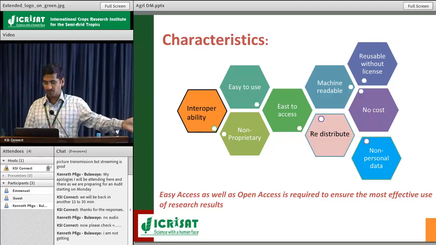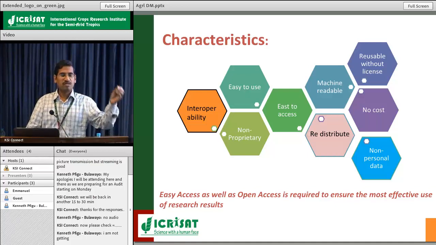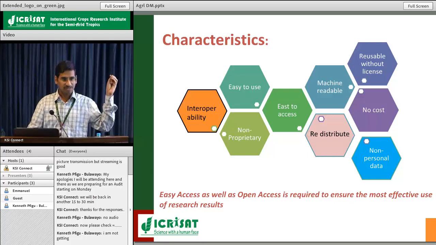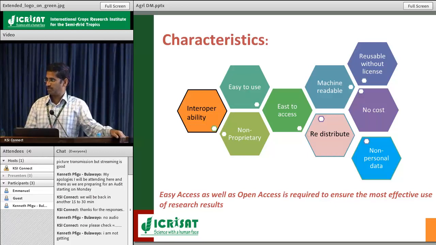And we discussed what interoperability and machine readable mean. If you dump the data into the repository in a form that other systems cannot understand, then what is the use? It is of no use. Even though you are keeping it for the sake of open access, it is not that useful.